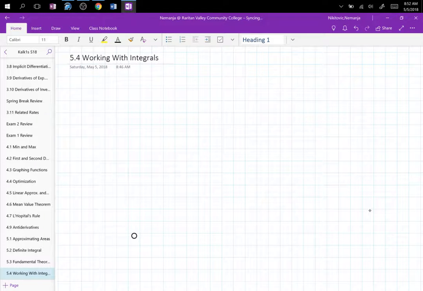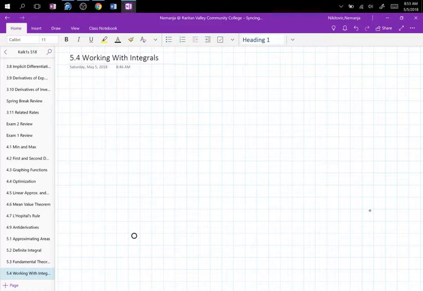Hello and welcome back to Calculus 1 section 5.4, working with integrals. Funny title, right? So we're going to put everything we learned together so far and introduce a few new formulas. Some of these formulas are quality of life formulas, and some formulas will be important for calculations. So let's see what we have.